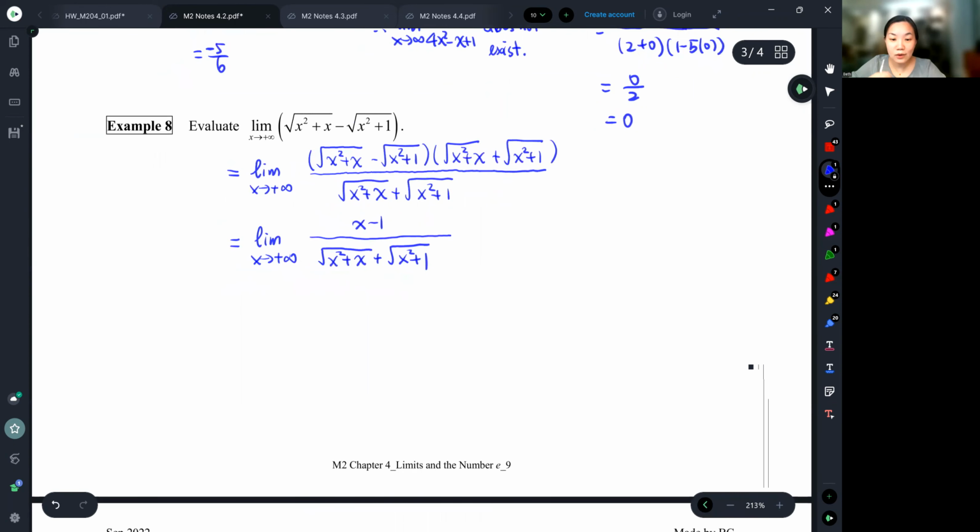Okay. Now, when I have a fraction, I will make every little bit a fraction. Now, this time is more complicated because it has thirds. However, I will still divide by the highest power in the denominator. In this case, the highest power in the denominator is 1, x to the power of 1. So I will divide.